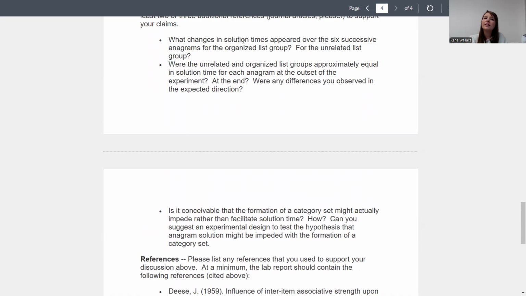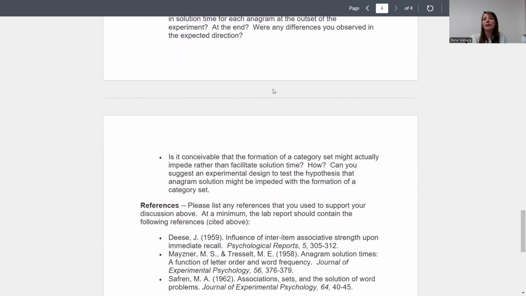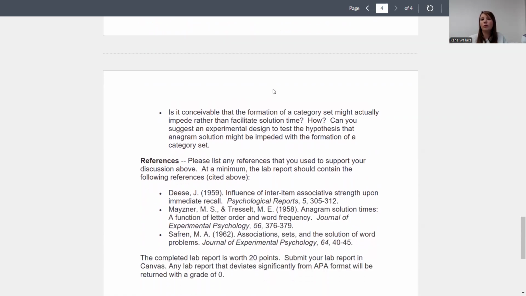What changes in the solution times appeared over the 6 successive anagrams for the organized list? What about for the unrelated list? Were the unrelated and organized list groups approximately equal in solution times for each anagram at the outset of the experiment? So for the first couple of words. What about at the end? What about the last few words? Did you observe any differences in the expected direction? So tell us what you thought, what you expected to find, and then what did we find?